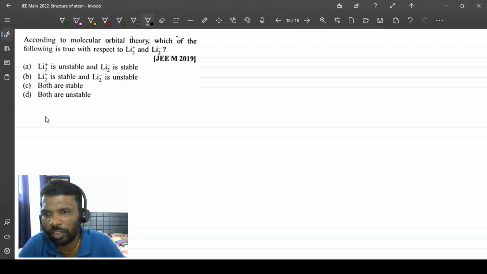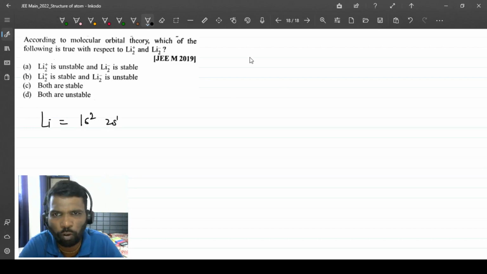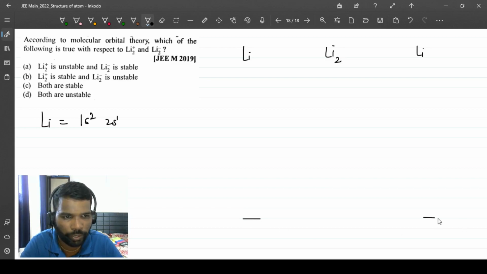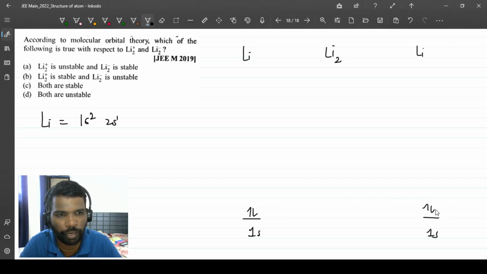Lithium's electronic configuration is 1s2 2s1. If I want to form a lithium molecule, let's write for the lithium molecule. This is Li2 and this is lithium. So lithium is what? 1s and 1s I will write. Let's say this is 1s and this is 1s. There are two electrons over here, there are two electrons over here.